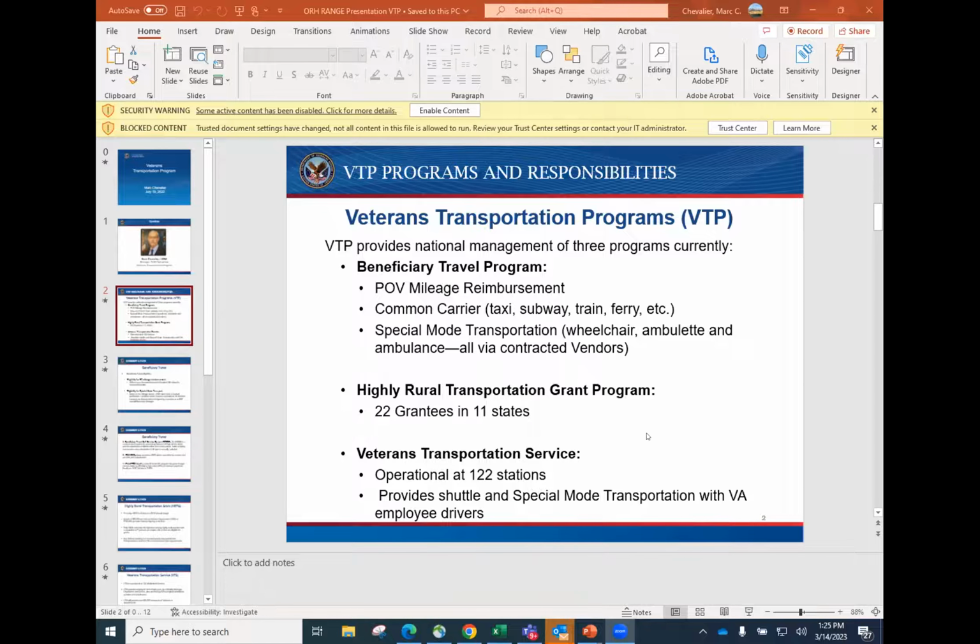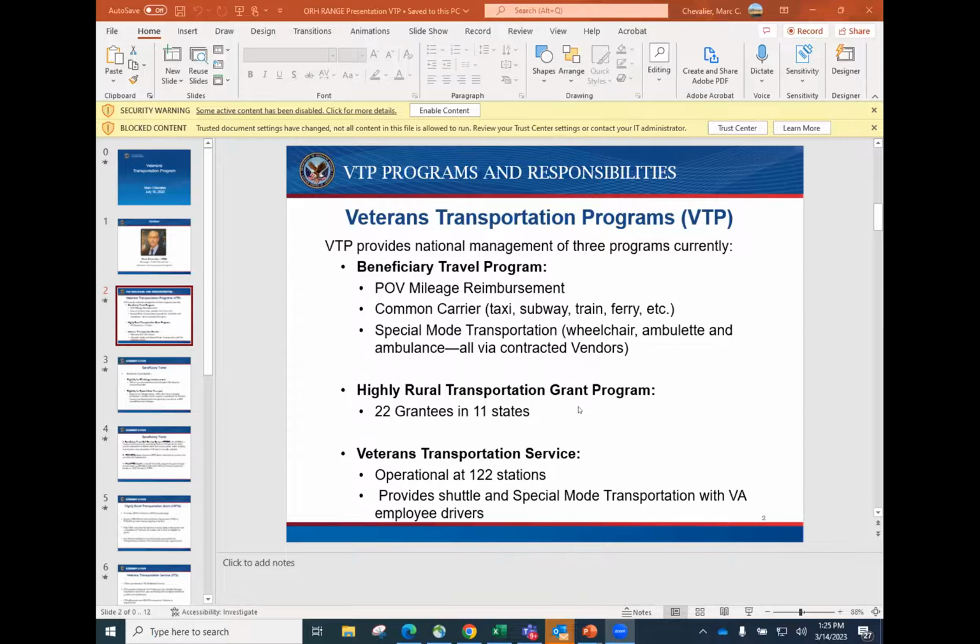Now, the Highly Rural Transportation Grant Program came about with the Caregivers Act, and it currently is only operational in 11 states, with 22 grantees. It's very limited because the eligibility is not directed at the veterans themselves. It's rather geographical. It's only available to veterans living in counties that have a population of 7 persons per square mile or less.